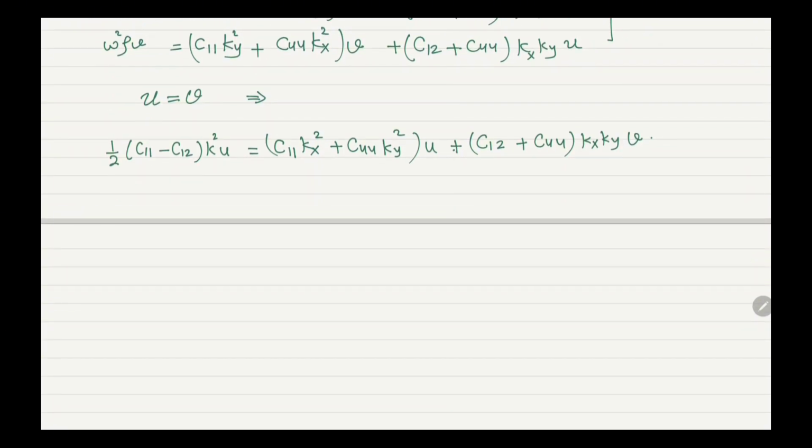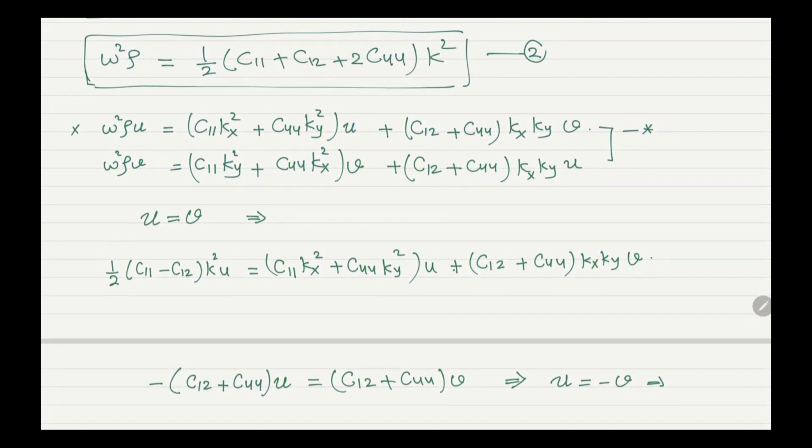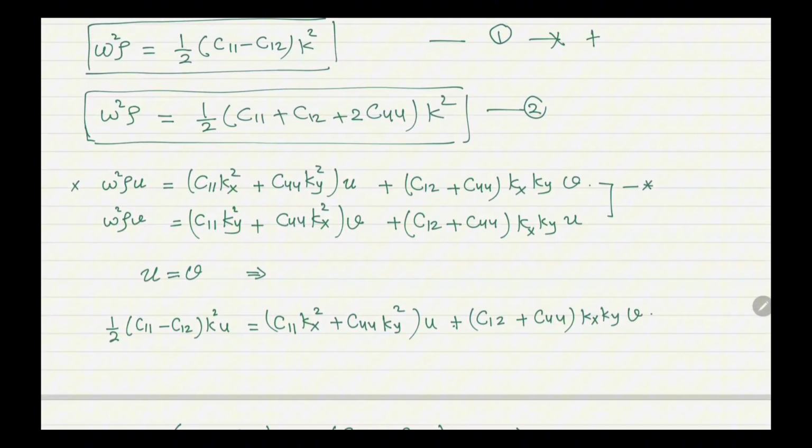If we move this part from this side to this side, you will find that minus C12 plus C44 u equals C12 plus C44 v. From this, u is actually equal to minus v, which means the first solution is the transverse solution, the transverse wave.